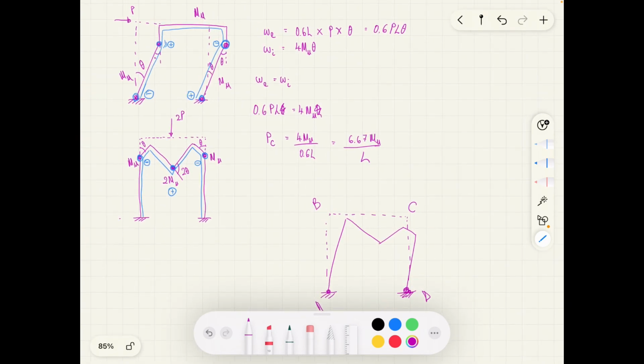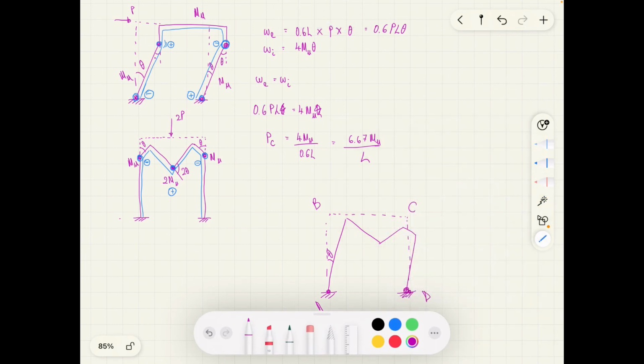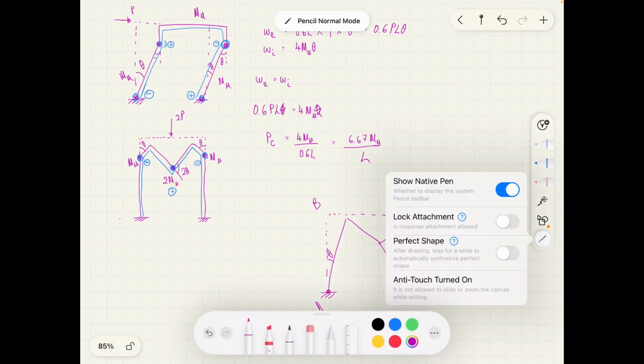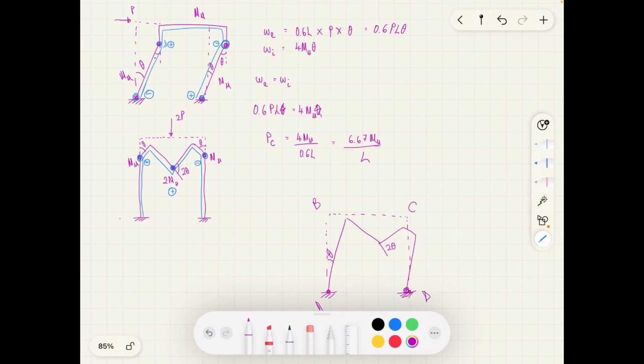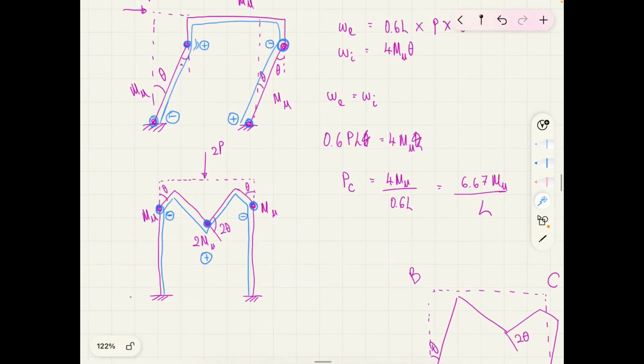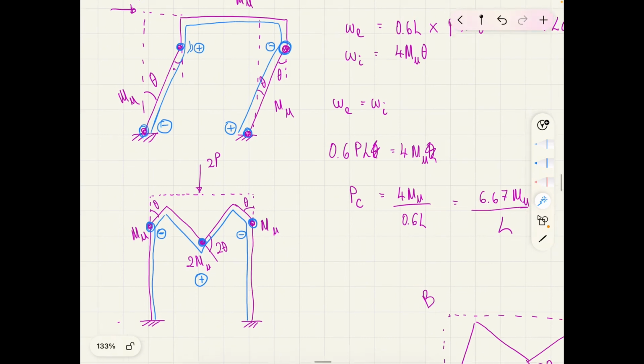We're going to have angle theta here, from here. We are going to have angle 2 theta here, because of this one. And we are going to have angle 2 theta at C, because we have 1 theta from the beam mechanism and 1 theta from the sway mechanism. And you look at them and you see they are both negative signs, so they don't cancel out, so they're superposed, so we have 2 thetas.